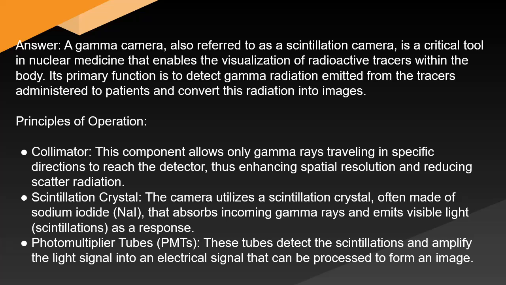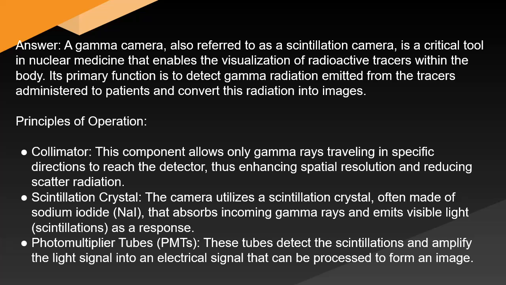Its primary function is to detect gamma radiation emitted from the tracers administered to patients and convert this radiation into images. Principles of operation. Collimator. This component allows only gamma rays traveling in specific directions to reach the detector, thus enhancing spatial resolution and reducing scatter radiation.